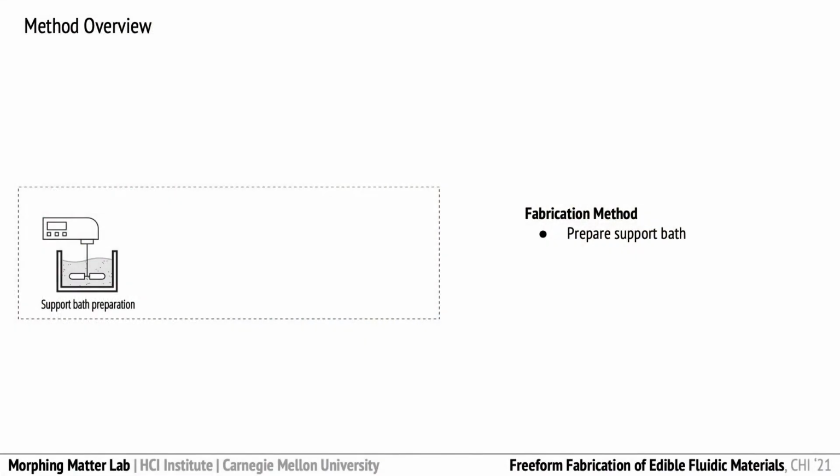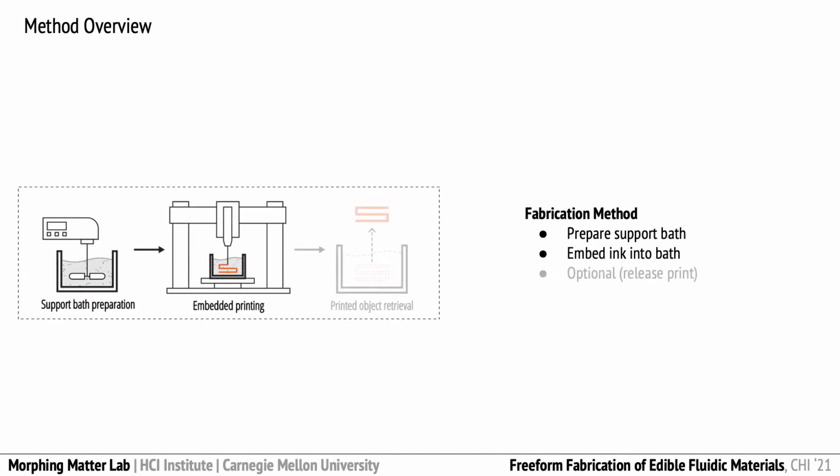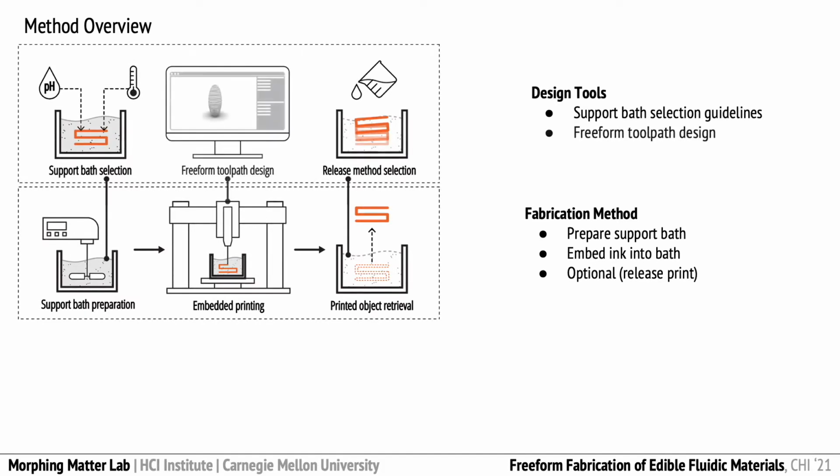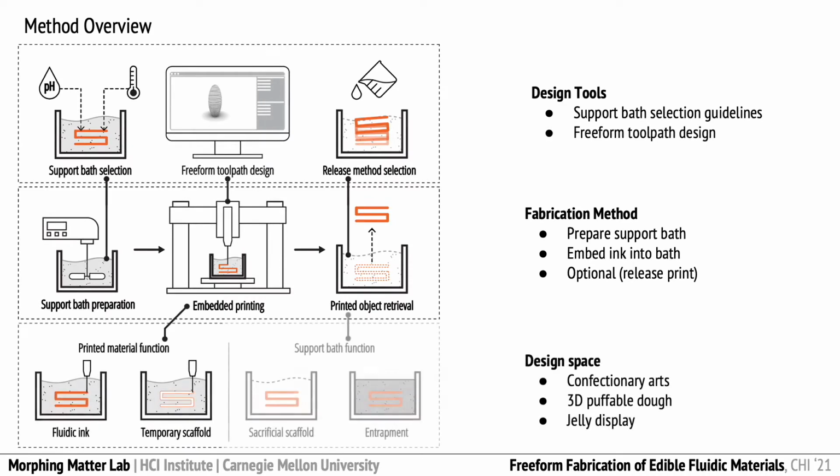The fabrication method consists of 3 steps: support bath preparation, materials embedding, and print release. Since the 2 bath types each have their physical limitations, we provide guidelines for choosing the appropriate support bath formulation based on the embedded material's properties, as well as a computational toolkit for generating freeform print files. Finally, we use these tools to explore the enabled design spaces, including artistic and functional ones.